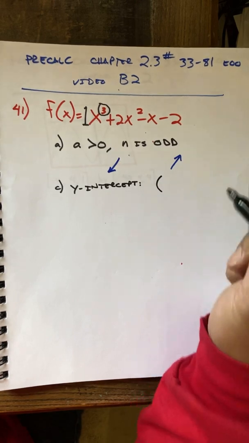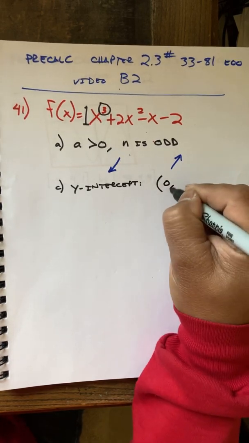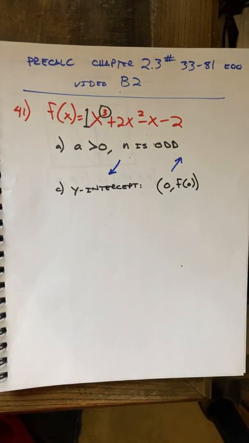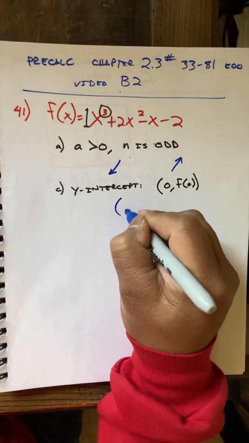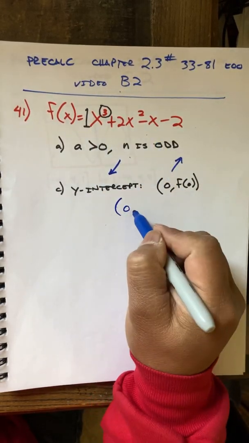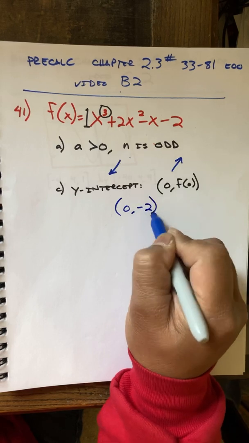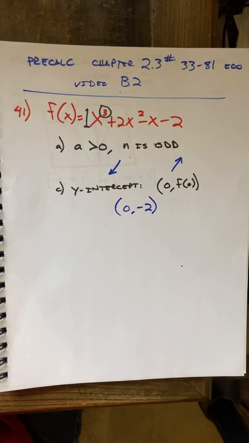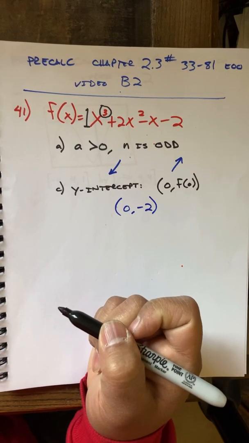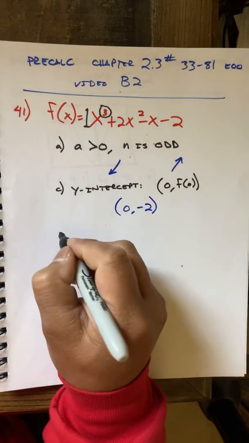And of course, for the y-intercept, I just plug in 0 and then find f of 0. When I do that, that'll be 0, that's 0, and that's also 0, and the y-intercept is at -2. And then D, determine whether the graph has y-axis symmetry, origin symmetry, or neither.